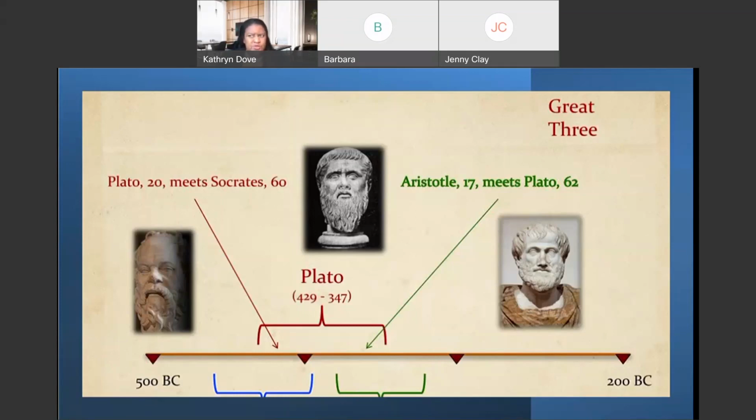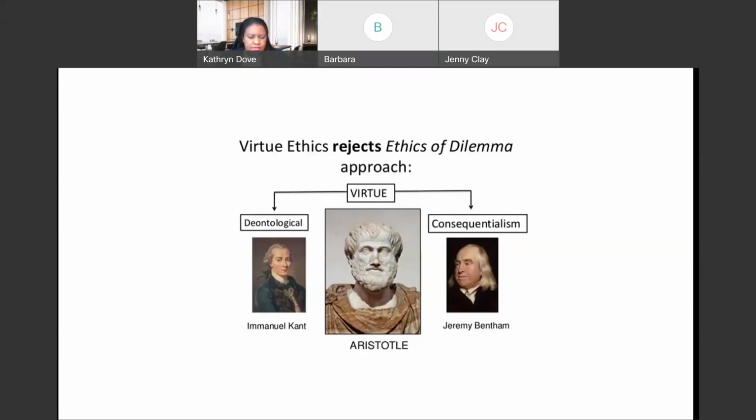And in the Middle Ages, which would be like around maybe 500 AD, he became known as the philosopher. So Aristotle is probably considered one of the most important philosophers in Western history. Virtue ethics rejects the ethics approach that we learned last week by Kant. It rejects the duty-based ethics approach, and it also rejects consequentialism, which would include utilitarianism. So virtue ethics has its own set of principles rejecting these other theories.